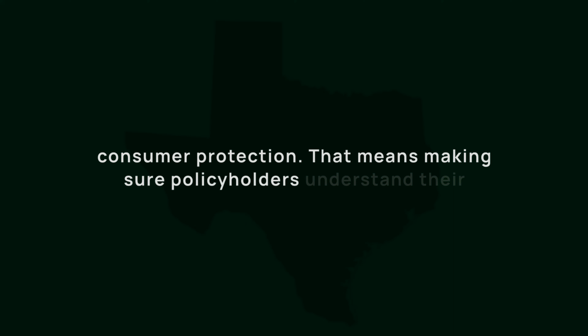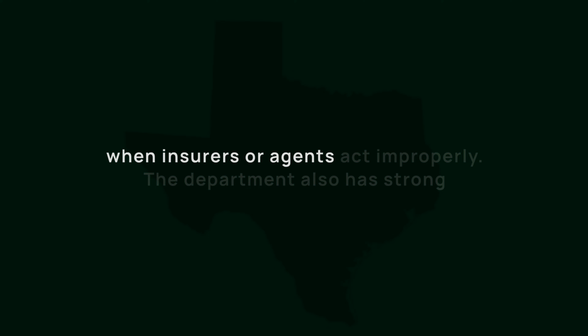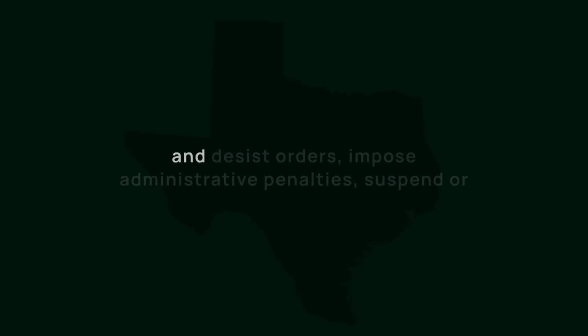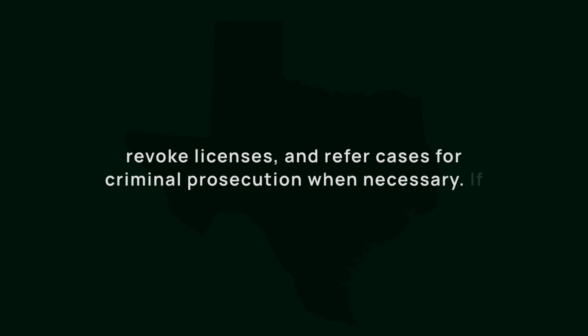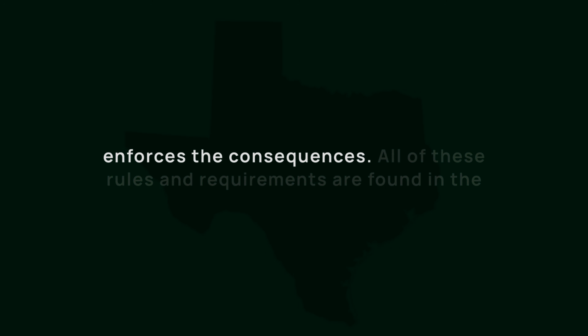A major focus of the department is consumer protection. That means making sure policyholders understand their coverage, preventing unfair or deceptive practices, and stepping in when insurers or agents act improperly. The department also has strong enforcement powers. TDI can conduct investigations and audits, issue cease and desist orders, impose administrative penalties, suspend or revoke licenses, and refer cases for criminal prosecution when necessary. If an agent or insurer violates Texas insurance law, TDI is the agency that enforces the consequences.